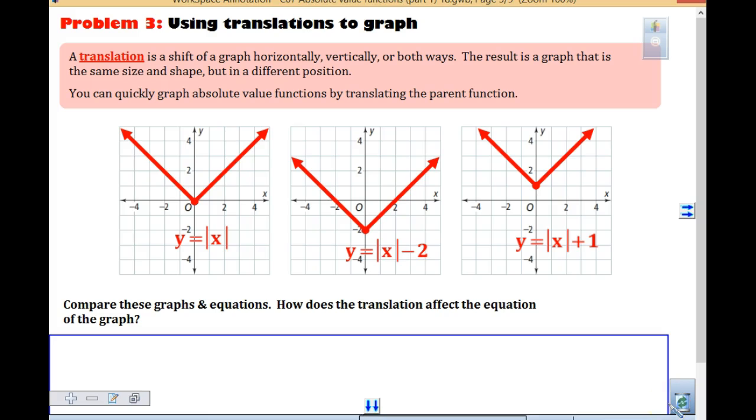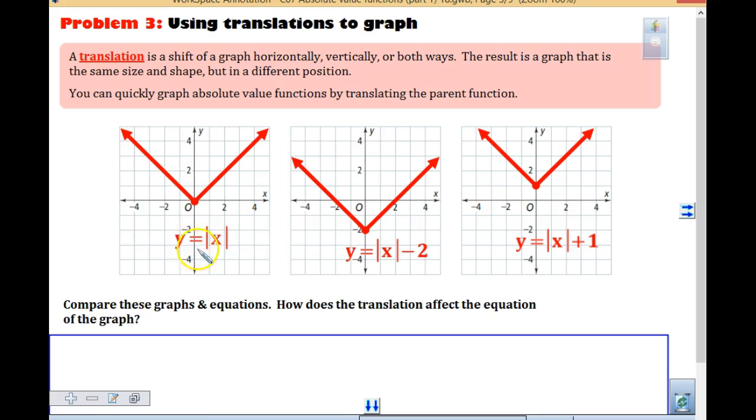So the next page down says we want to use translations and graph. A translation is simply a shift horizontally or vertically. Sometimes it's going to be both. The result is that the graph is the same size and shape. So we're going to keep getting these V's.